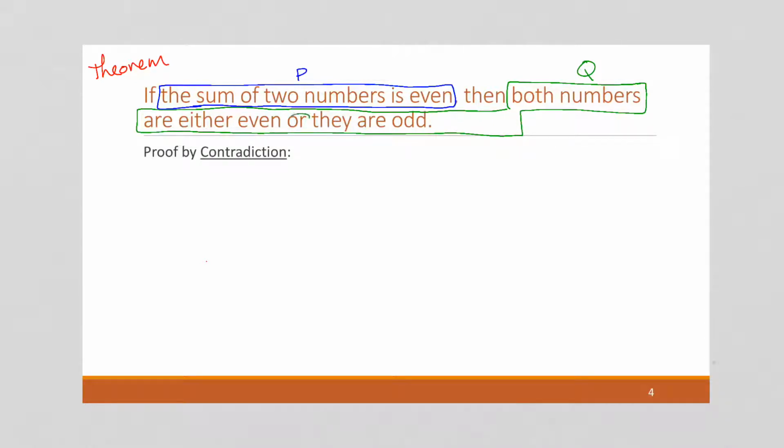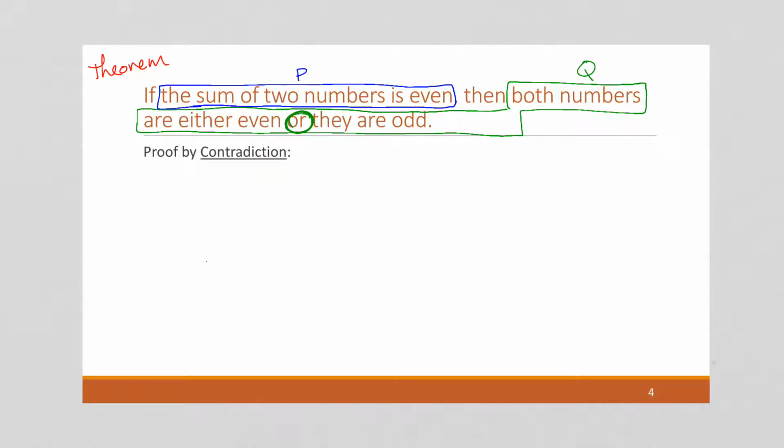You may notice that there's an or right here. And we want to be careful with that or, because you want to think big picture. Both numbers are either even or they are odd. What does that mean? Well, it means they have the same parity. Parity is the term that describes if a number is even or odd. The parity is either even or it's odd.